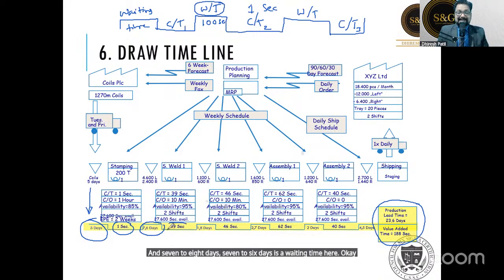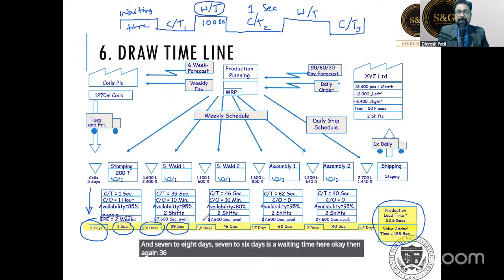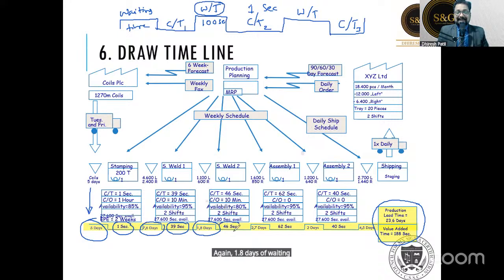Then again, 36 seconds is the cycle time. Again, 1.8 days is the waiting time. Again, 46 seconds is cycle time, and 2.7. It is like this.